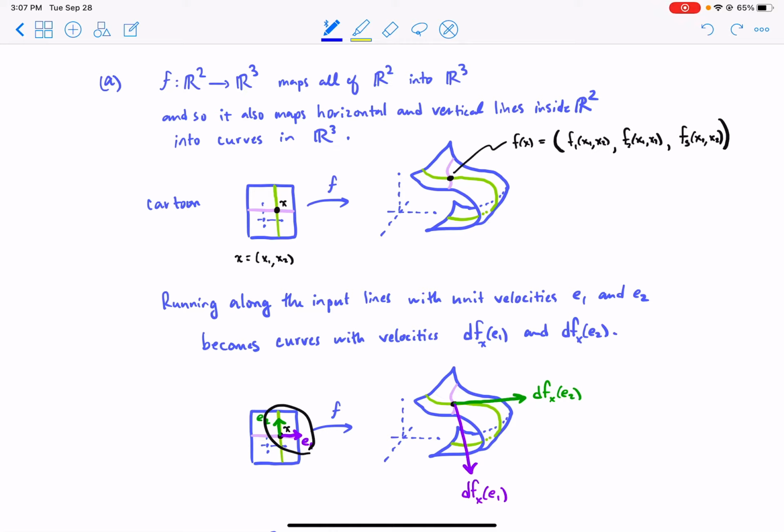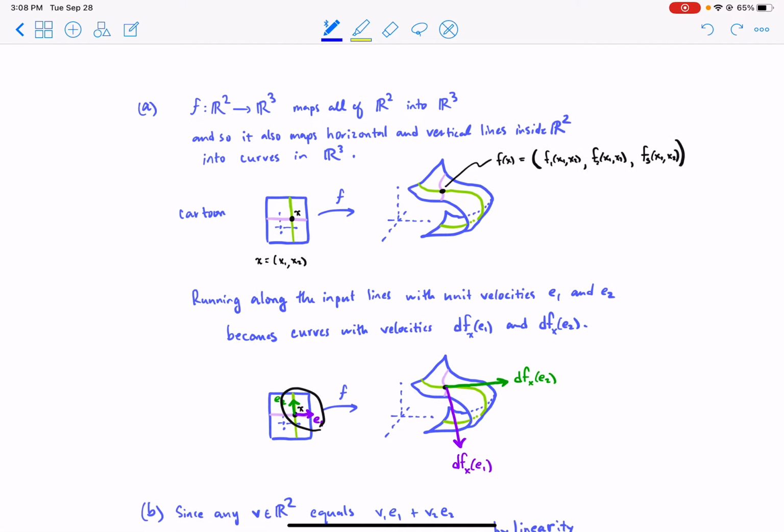And so this was my first observation: the lines in the plane are also mapped. F maps the entire plane, so it maps the lines. It maps all the points on those lines to points somewhere in three-dimensional space. Okay, that was the first observation, and I gave pictures. Oh, and words.